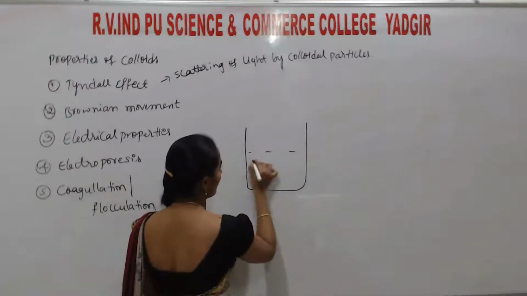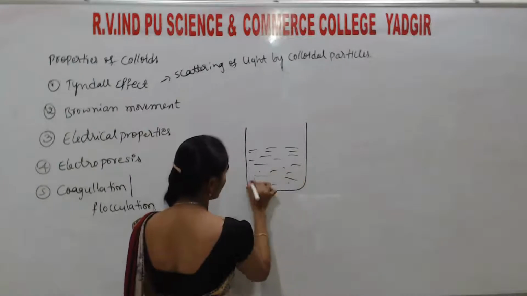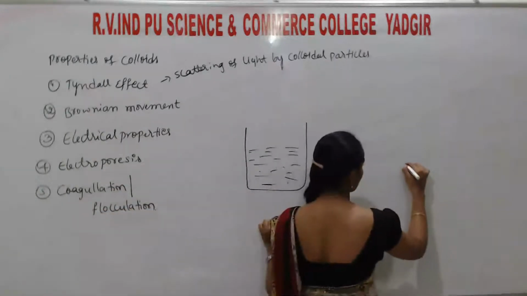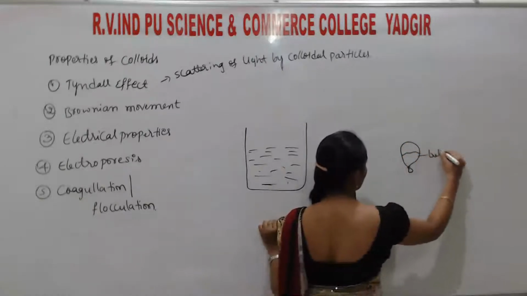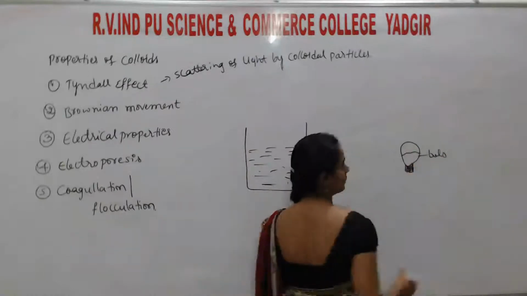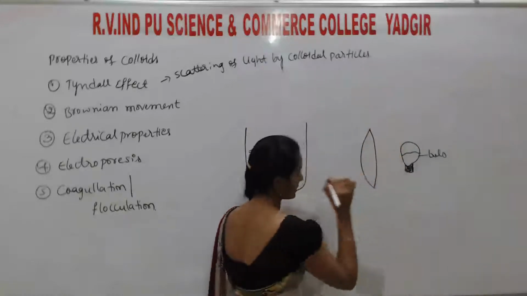ಇಲ್ಲಿ ಪಾರ್ಟಿಕಲ್ ಇದೆ ಸೊಲ್ಯೂಷನ್ ಅಂತ ತಿಳ್ಕೊಳ್ಳಿ. ಓಕೆ, ಹಿಯರ್ ದ ಸೋರ್ಸ್ ಆಫ್ ಲೈಟ್ ಇಸ್ ಬಲ್ಬ್. ದಿಸ್ ಇಸ್ ಬಲ್ಬ್, ಇಲ್ಲಿ ಲೆನ್ಸ್ ಇದೆ, ಕಾನ್ವೆಕ್ಸ್ ಲೆನ್ಸ್.